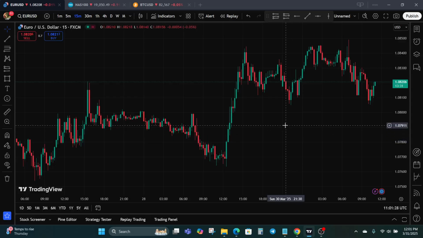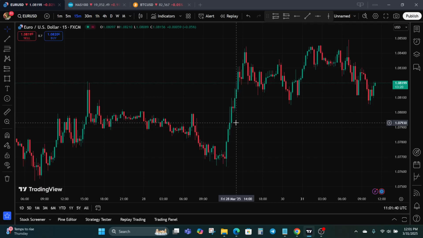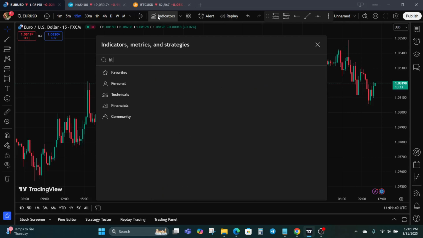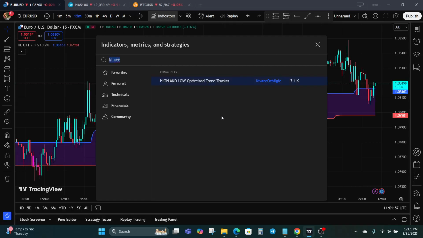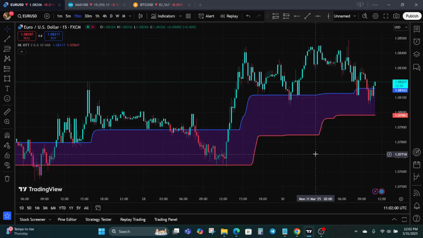We're going to be discussing the high and low optimized trend tracker, that is the HLOTT indicator. All right, so let's just add the indicator to the chart right now. High and low optimized trend tracker indicator. Okay, so this is how the indicator looks. This is a powerful tool that helps traders catch trend shifts before they happen.